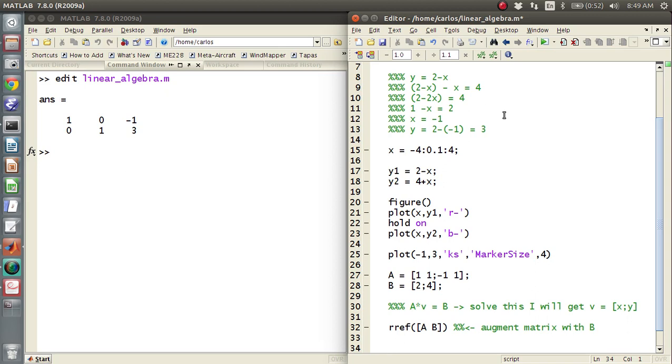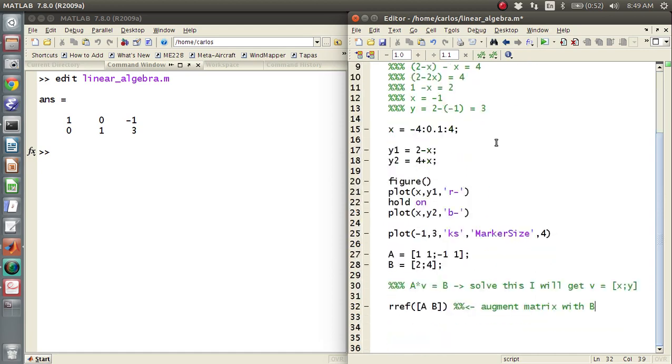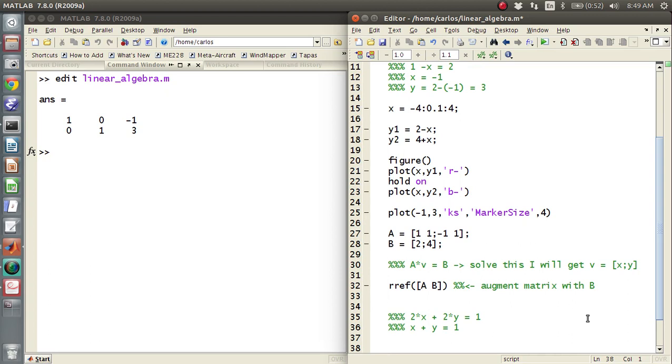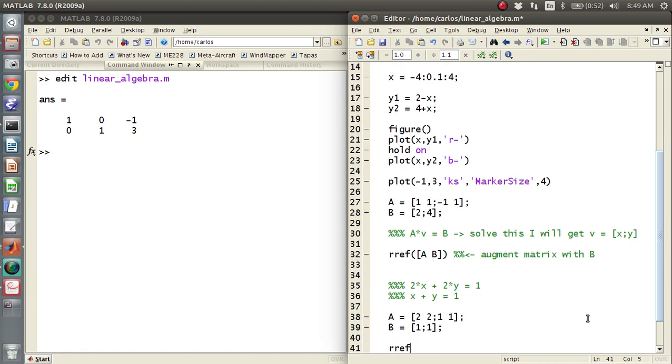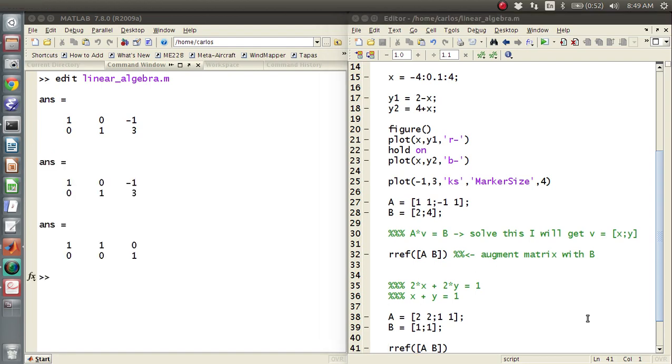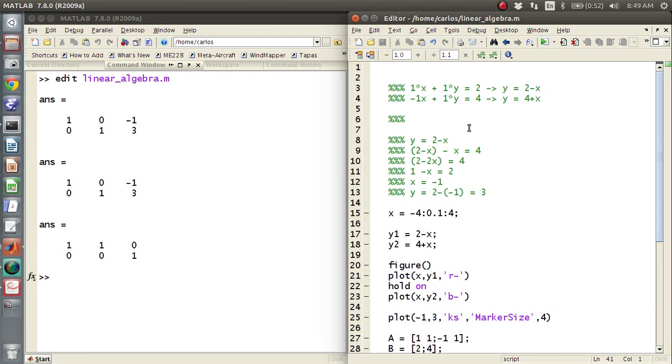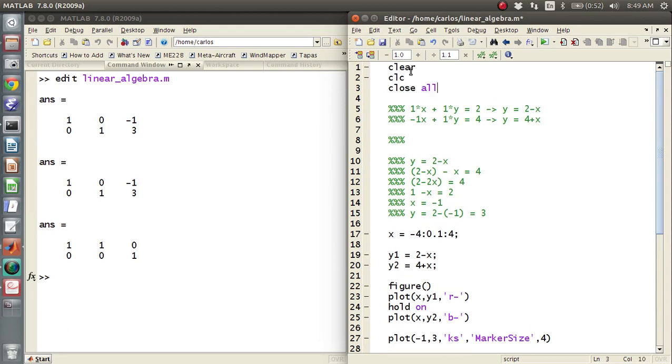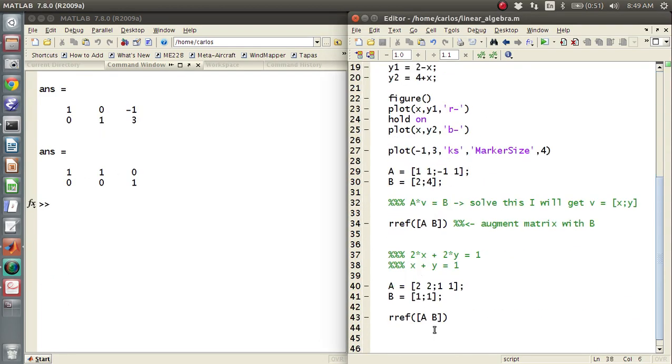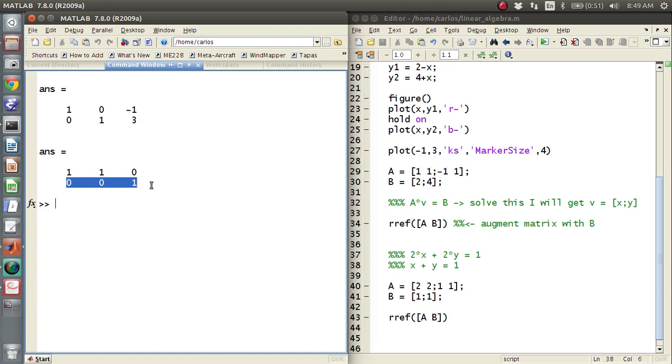Now, let's investigate a different system of equations where 2 times x plus 2 times y equals 1 and x plus y equals 1. If we write this in the same way and we say A equals 2, 2, 1, 1, b equals 1, 1, and we do RREF of A, b, notice here, let me throw in a clear, clc, close all so we don't get confused. Notice here that the second time we ran the RREF, we got 1, 1, 0, 0, and then 0, 1. So we got 0 equals 1, which doesn't make sense at all.